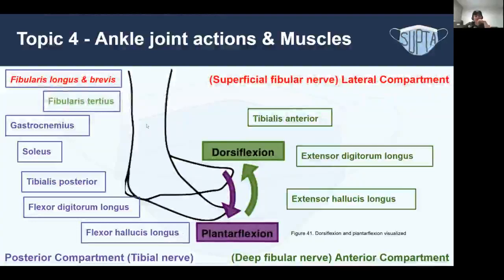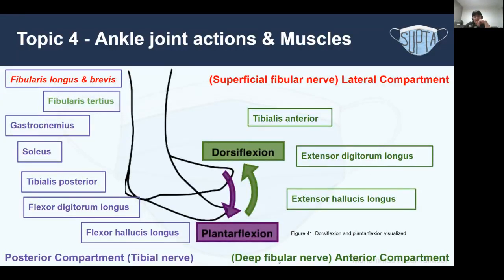So yeah, here are the actions: dorsiflexion and plantarflexion. I've split the muscles up based on their action instead. So this helps you understand what dorsiflexes, what plantarflexes. So dorsiflexion in green: the tibialis anterior, extensor digitorum longus, extensor hallucis longus.